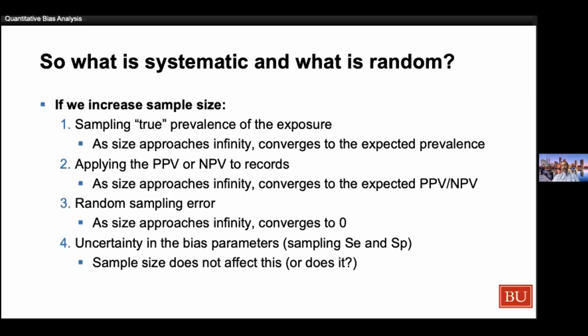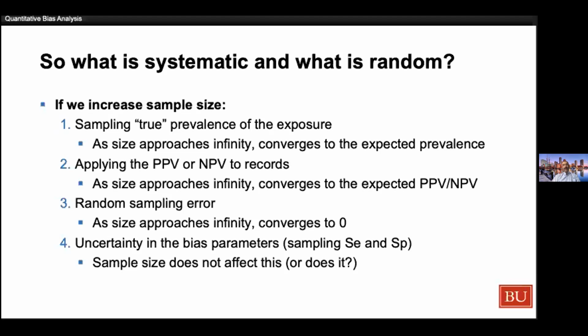And then, of course, the random sampling error goes away as my sample size approaches infinity. The only thing that remains as sample size approaches infinity is my uncertainty in the bias parameters. And therefore, that is the only place that there is variability in the estimate of systematic error. Now, we can argue about whether or not it truly has variability, and I'll come back to that as the last point I want to raise.